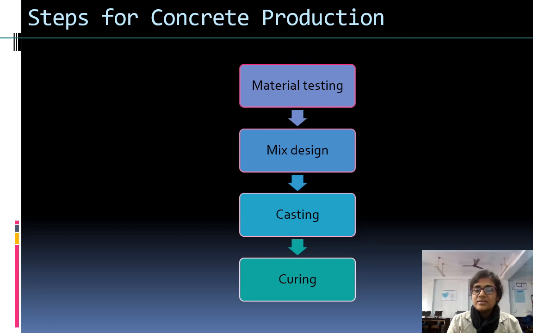Once your casting is done, we remove the shutters at the specified time as mentioned in our respective IS code, and then we do curing. So these are the very general, simplified steps of concrete leading to our end product. Not concrete, I will say construction, right?